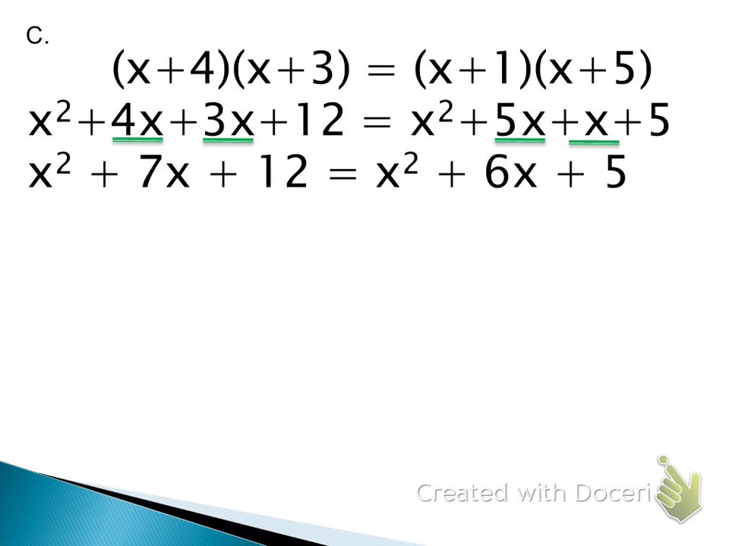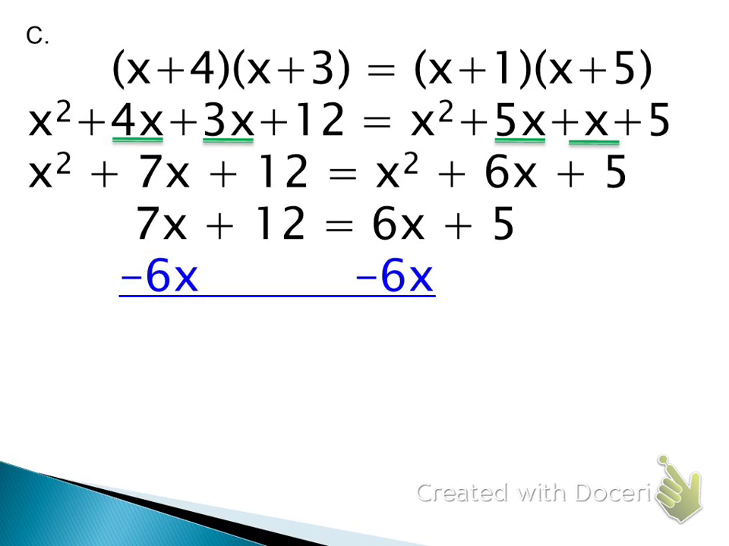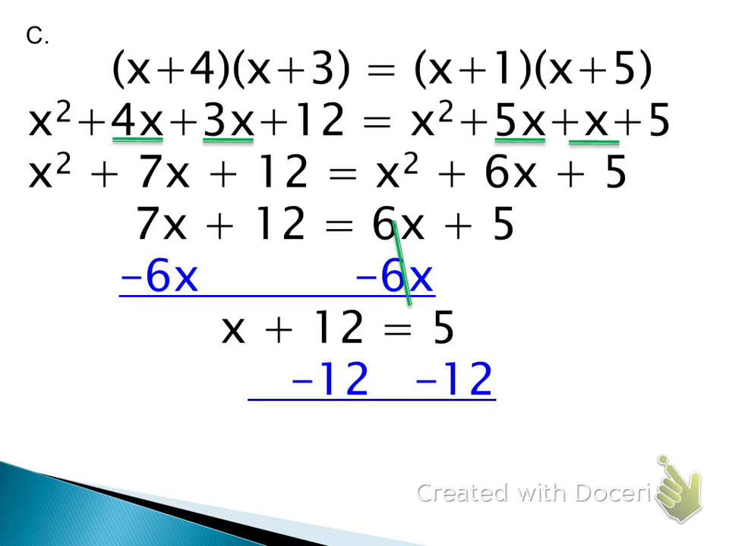I see x squared on both sides. What happens when I combine them? Yes. Minus 6x. x plus 12 equals 5. Minus 12. Negative 7. You are on a roll today. What are your questions?